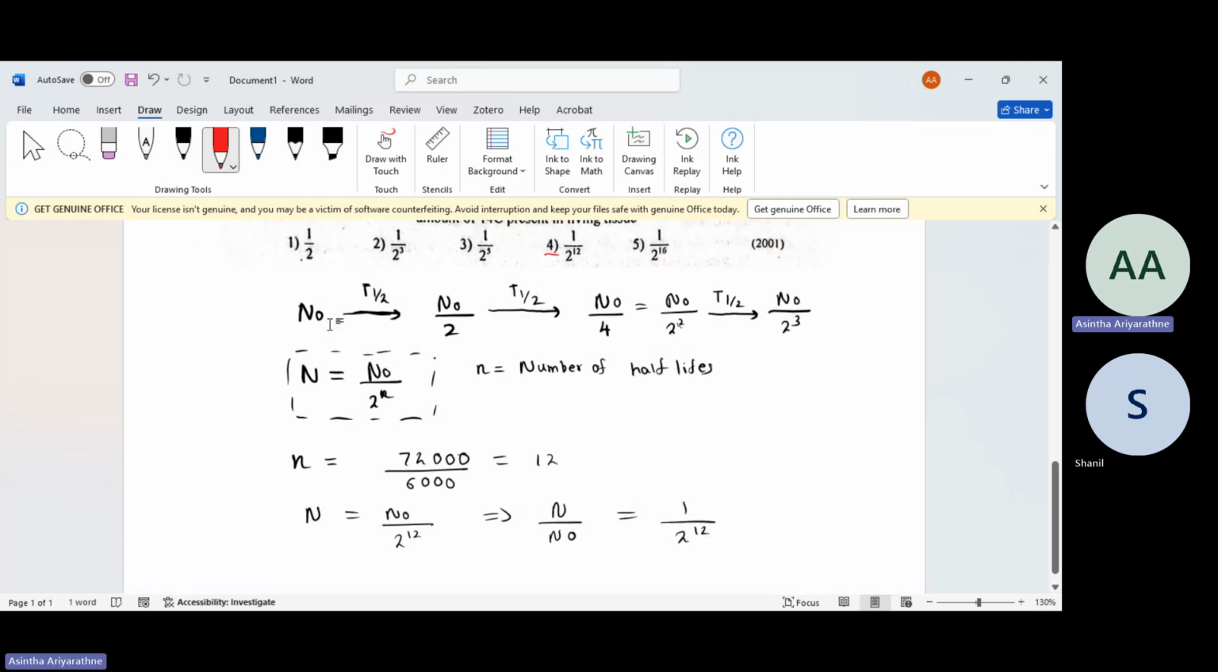And so the number of unstable atoms is equal to the initial number of unstable atoms divided by 2 to the power n, where n is the number of half-lives.